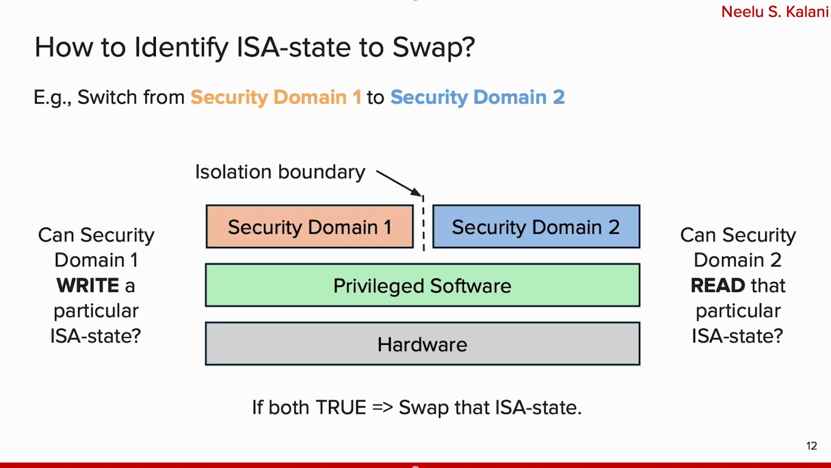Now to identify which ISA state to actually swap during the context switch, we basically look for channels that can be created to cause leaks. A simple example is if a security domain has the access to write a particular register and another security domain has the access to read that particular register, then this register can leak information, and so it must be swapped during the context switch.